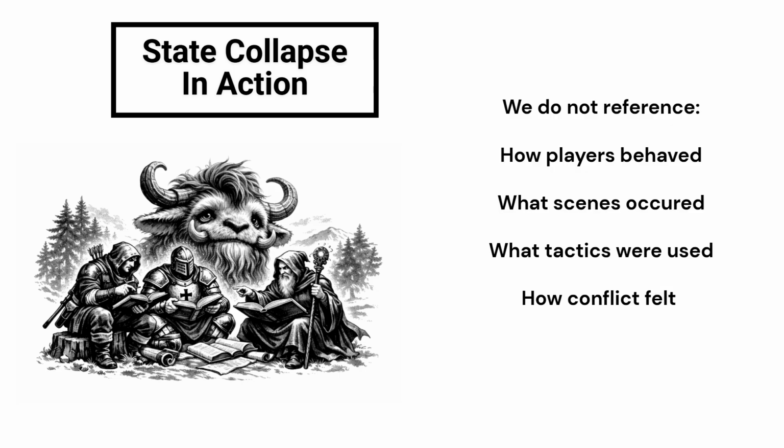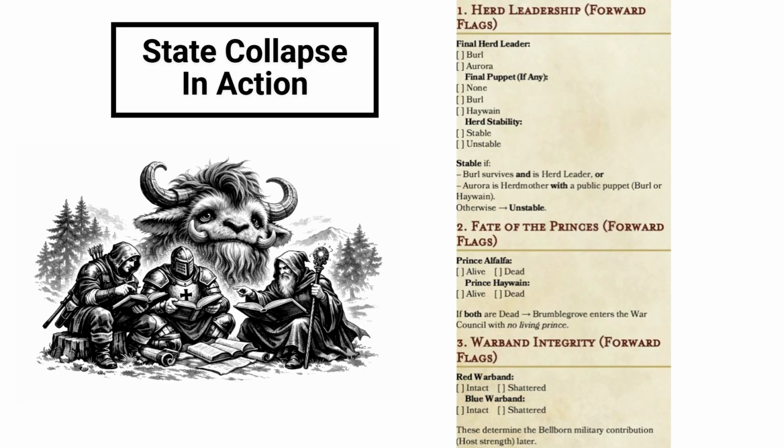Now, notice at no point in this process did we reference how the players behaved, what scenes occurred, what tactics were used, or how any conflict felt at the table. We evaluated only state. Multiple flags were collapsed into 1 political stability value, 1 legitimacy interpretation, a set of available assets, and a single operational unit strength. That is state collapse.